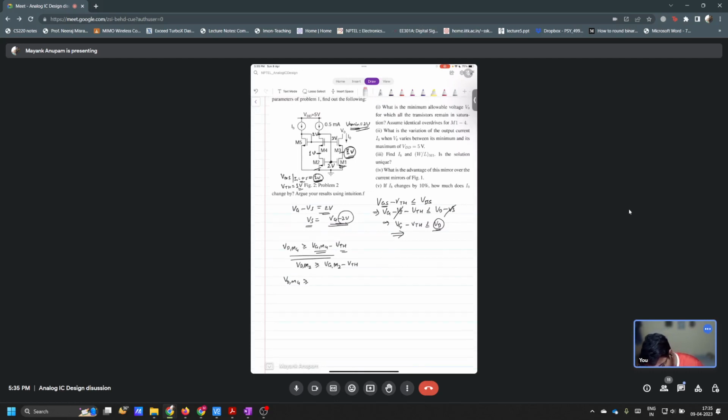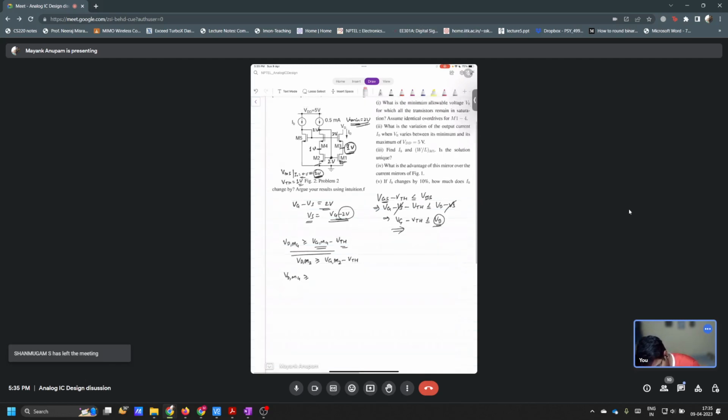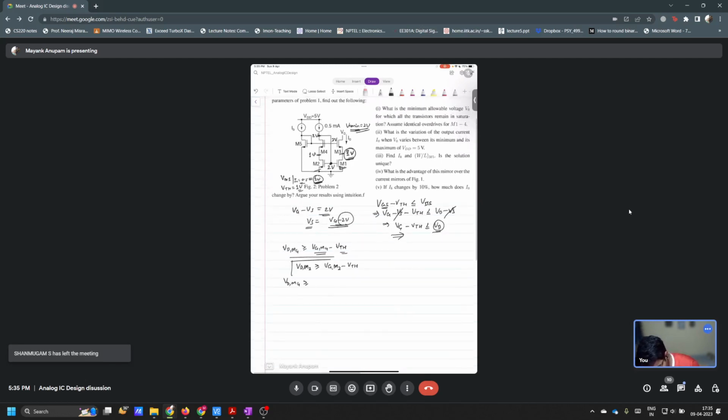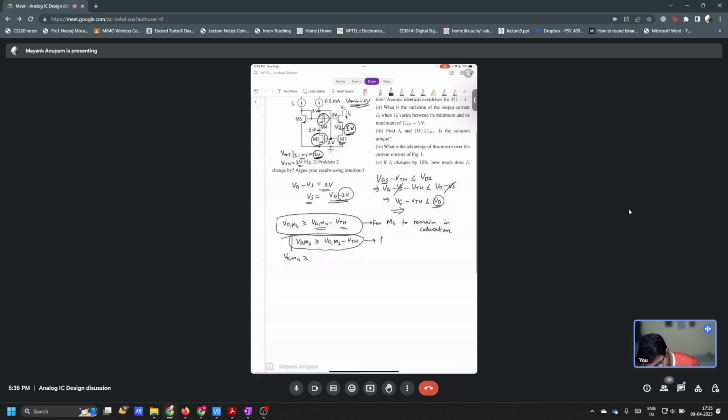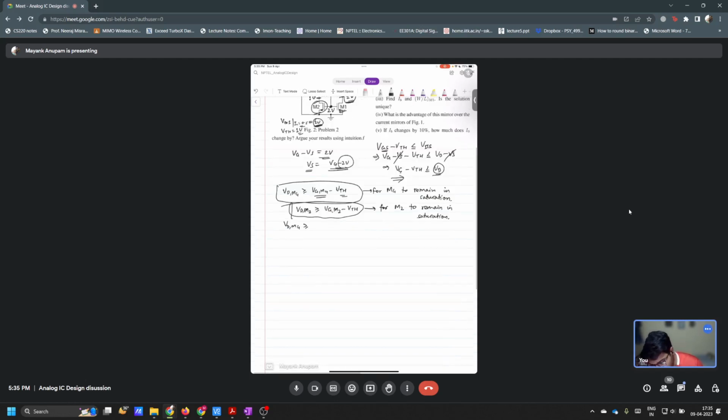Sorry. Yeah, so this is for this transistor M4, okay? This is for this transistor M2. This is for M4 to remain in saturation, and this is for M2 to remain in saturation, okay?